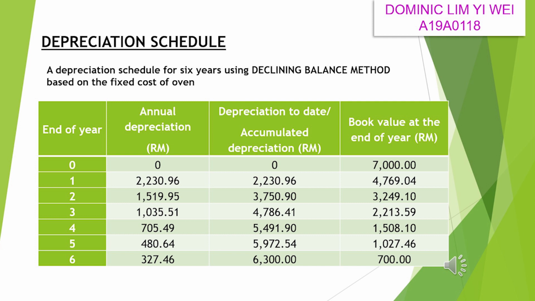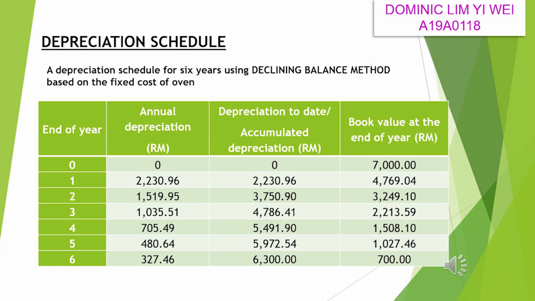And the end of year 1, annual depreciation is 2,230 ringgit and 69 cents. Accumulated depreciation is the same, 2,230 ringgit 69 cents, and the book value at the end of year is 4,769 ringgit and 4 cents. At the end of year 2, annual depreciation 1,590 ringgit 95 cents, accumulated depreciation 3,750 ringgit 90 cents, book value at the end of year 3,249 ringgit 10 cents.